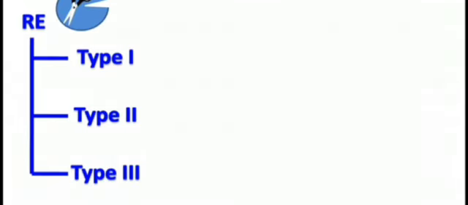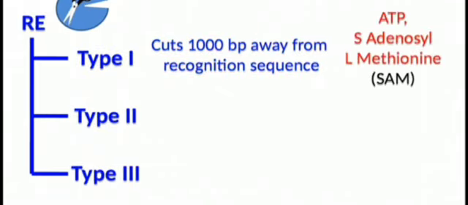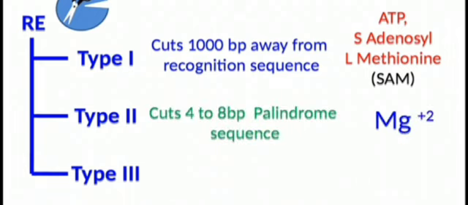So the type 1 restriction enzymes cut at 1000 base pairs away from the recognition sequence, and they require ATP and S-adenosyl-L-methionine for their functioning. Whereas the type 2 cut at a 4 to 8 base pair palindrome sequence, and they require the magnesium 2 positive ion.